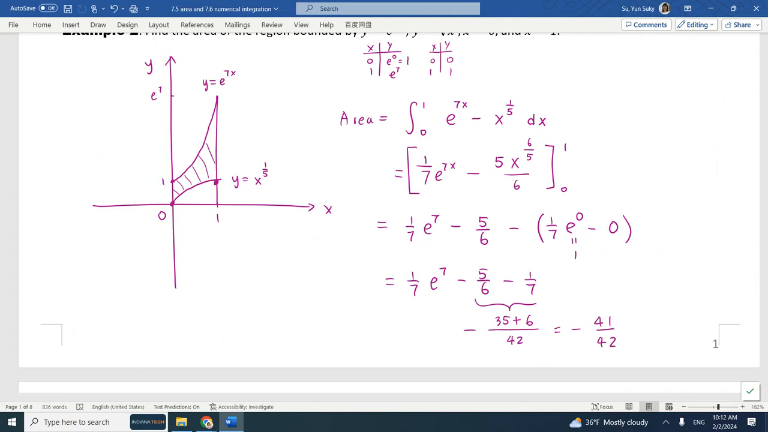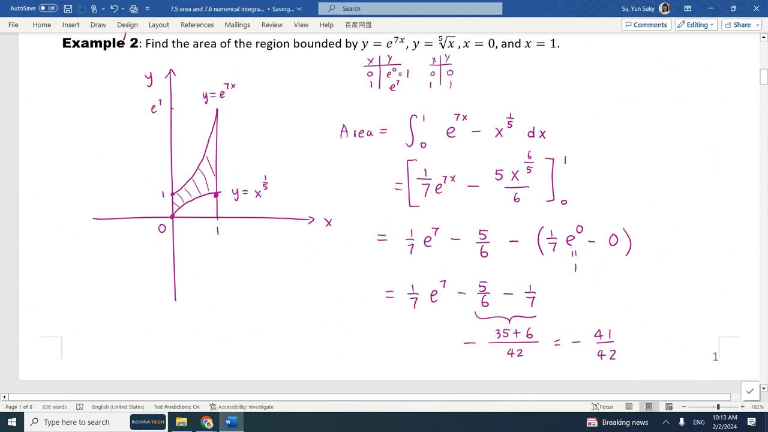Oh, because 1 to the whatever power is 1. 1 squared is 1. 1 square root of 1 is 1. 1 to the whatever power is 1. It's kind of like a lot of properties of 1 over 1. Okay, that is example 2.